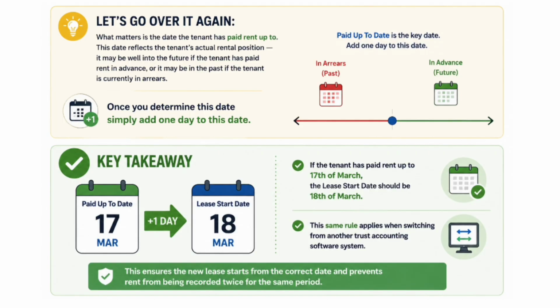Whatever the date is, simply add one day to it. This ensures the new lease starts from the correct date and prevents rent from being recorded twice for the same period. The same rule applies when switching from another trust accounting software system. Determine the tenant's paid up to date, add one day, and use that date as the lease start date.